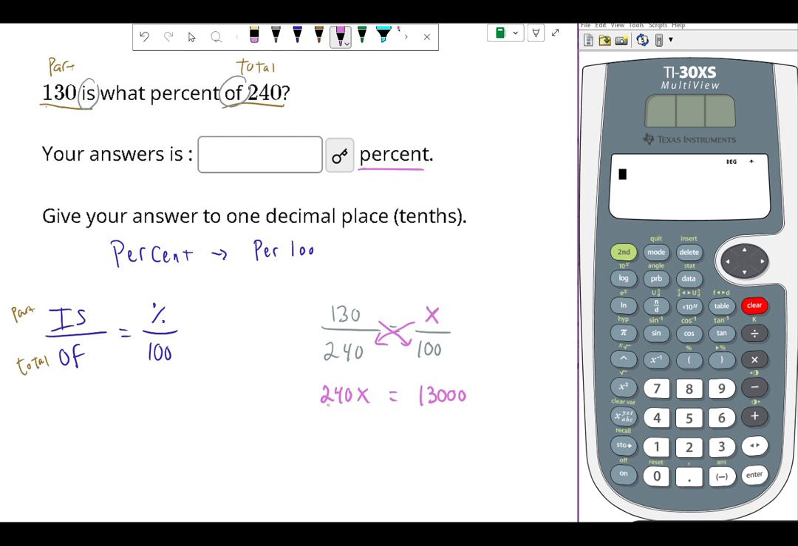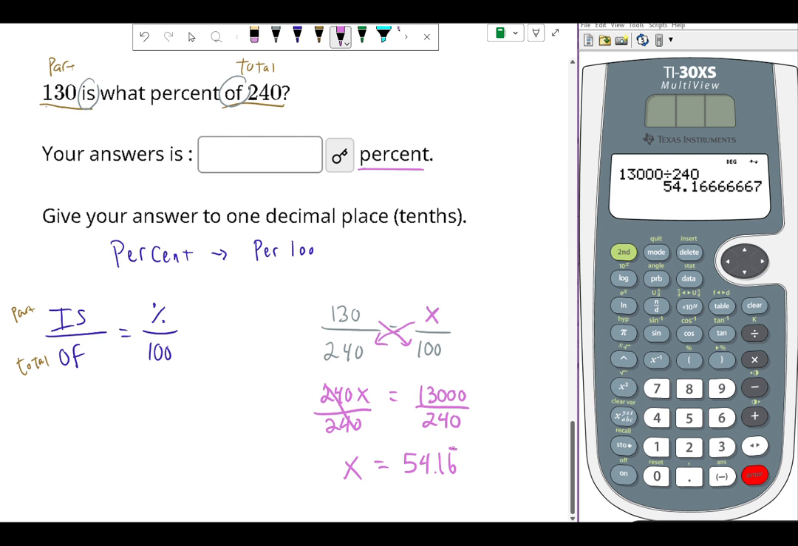Now, since we are trying to solve for x, we need to do the opposite operation. In this case, they are attached with multiplication. The opposite of multiplication is division, so we're going to divide both sides by 240. We'll do 13,000 divided by 240, and we'll get that x is equal to 54.16 repeated.